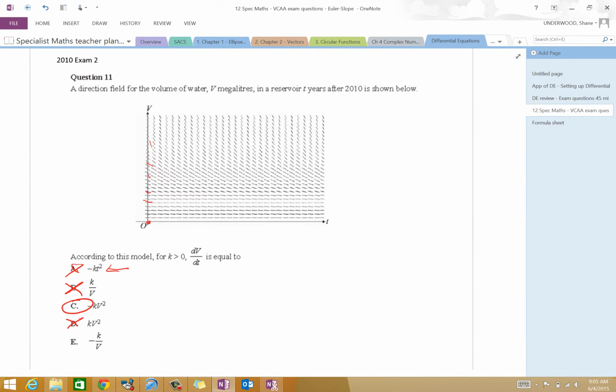It becomes steeper and steeper. But in E, when v increases, the gradient actually becomes smaller, closer towards 0. While in C, as v is approaching infinity, negative kv squared is also approaching negative infinity, which is seen as you're going up the graph. Good. So it has to be C. Excellent. Well done, guys. That's great.